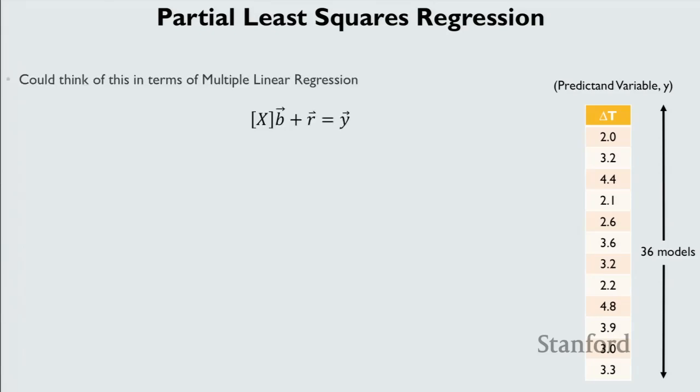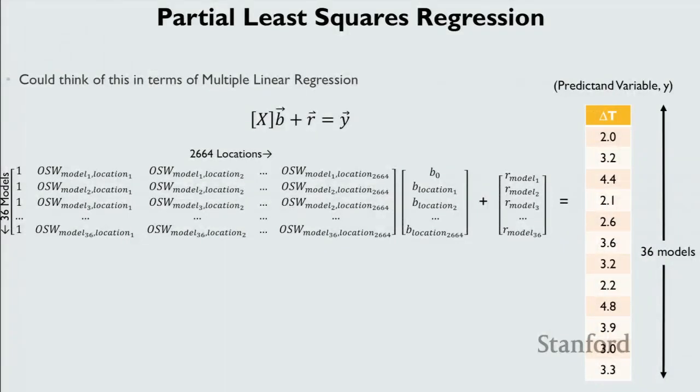To give you an idea of how this works, we can think of it like a multiple linear regression problem, where the predictand is the y value and the predictor matrix is X. You're trying to find b coefficients that minimize the residual. If we unwrap the predictor variables in space into one dimension, 37 times 72 is 2,664 locations, and you have 36 models this way. This is the actual variable, outgoing shortwave radiation. This is not appropriate for multiple linear regression because the system is way underdetermined: there are 2,664 unknown coefficients and only 36 equations.